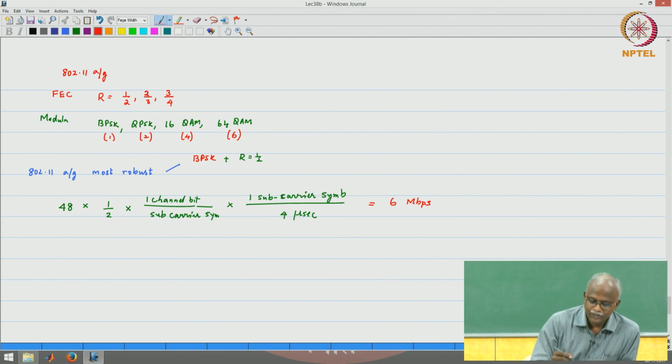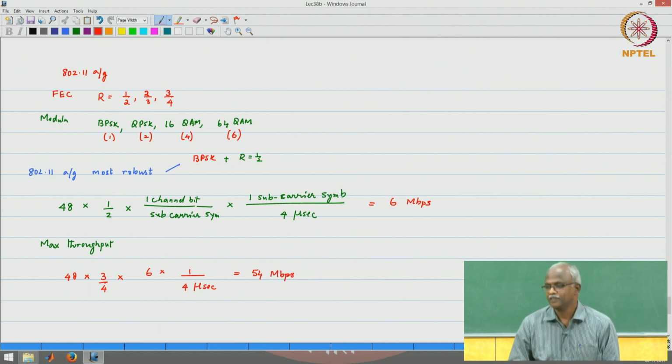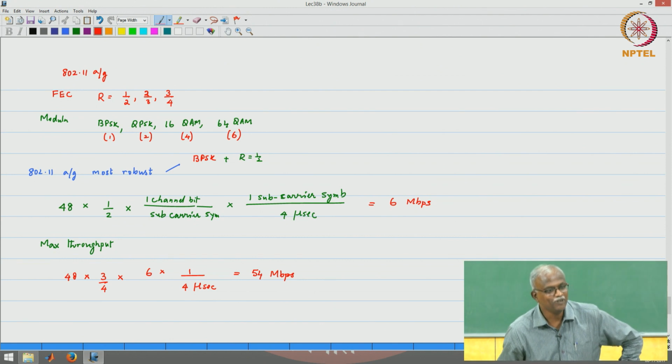So what is your maximum throughput scheme? You can write it down almost by inspection: 48 into 3/4, that is the information rate, into 6 channel bits per subcarrier symbol, divided by 4 microseconds. This we cannot change. If you do this, you get 54 megabits per second. Go and look at your router, it will say rated for 54 megabits per second. That is where you get it from.